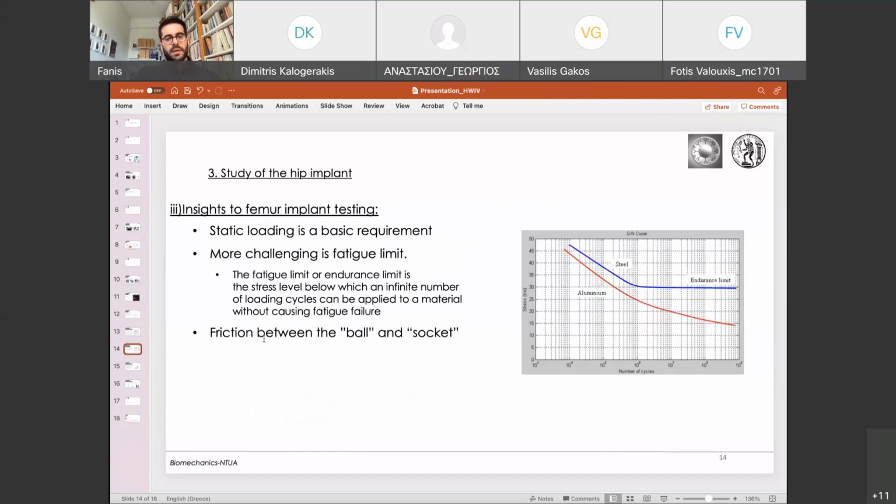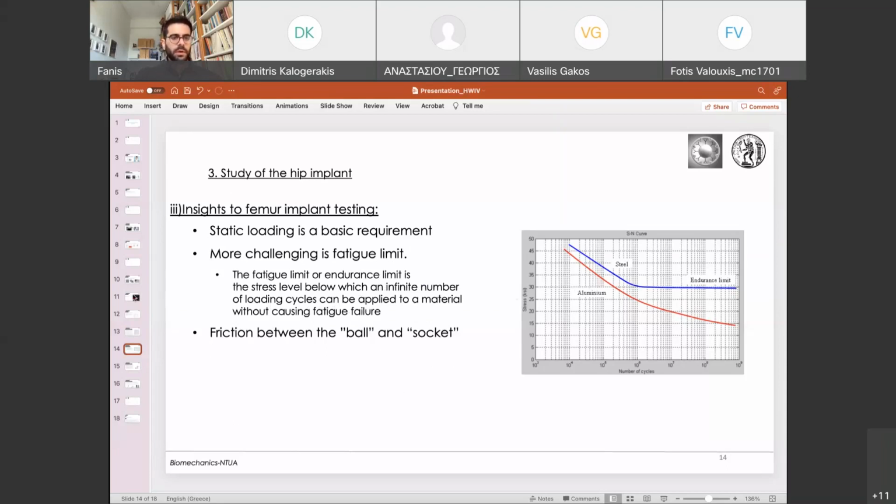As I said, just some very basic tests that you need to consider with the femur implant. First, it's static loading. That's a very basic requirement, and it's easy to study. A bit more challenging, and you'll figure out why, is fatigue limit. The fatigue limit is the stress level below which a pretty much infinite number of loading cycles can be applied to a material without causing fatigue failure.